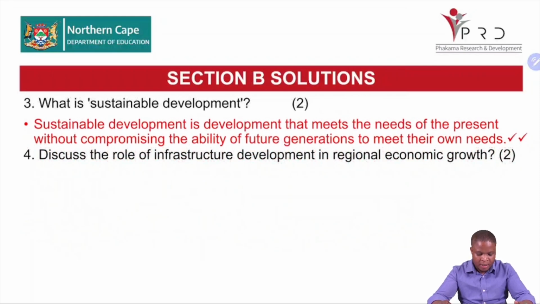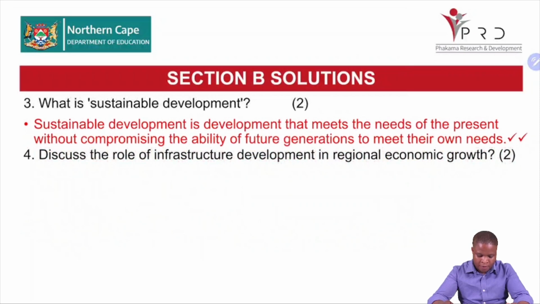So let's look at the marking guideline. It says sustainable development is development that meets the needs of the present without compromising the ability of the future generation to meet their own needs, right? So it can be described that way. If you have described it differently and you feel like it's right, then you may raise your hand, right? Let's move to question 4.